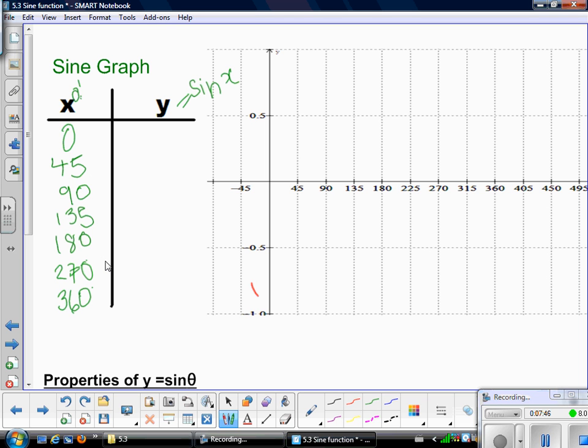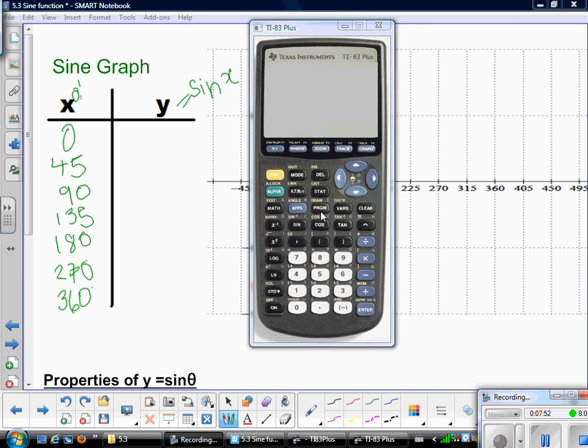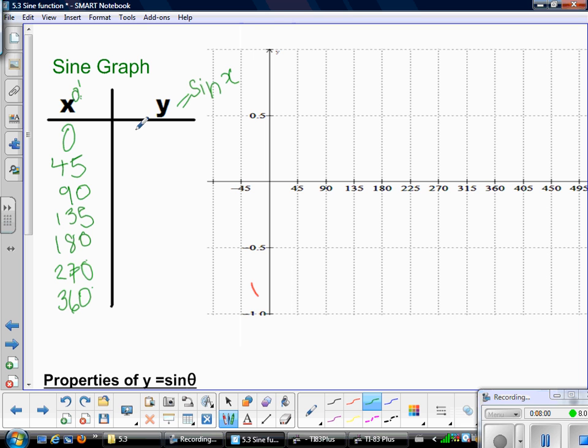Okay, so these are in degrees. We're going to pull up a calculator so you can see what's going on with that. Here's our calculator, and I've made sure that it's in degrees. So I'm going to take the sine of 0, and it equals 0. So I'm just going to put 0. It's 0, 0 at this spot here.